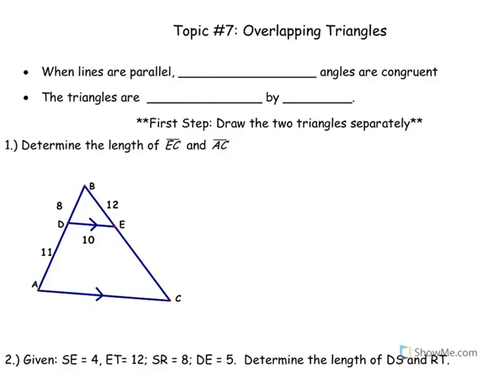All right, so our last topic in similarity is going to be about overlapping triangles. I just want to recap a little bit two properties that we've learned in some past units. So in past units, we know that when lines are parallel, corresponding angles are congruent.